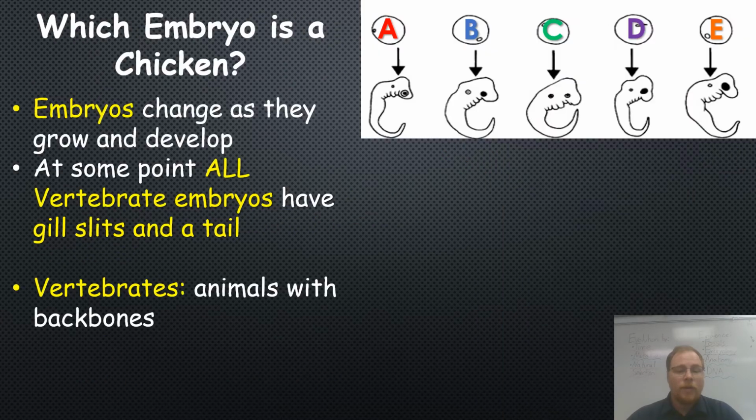In this example right here, I challenge you to figure out which one of these embryos in A through E is the chicken, and maybe which one is a turtle.